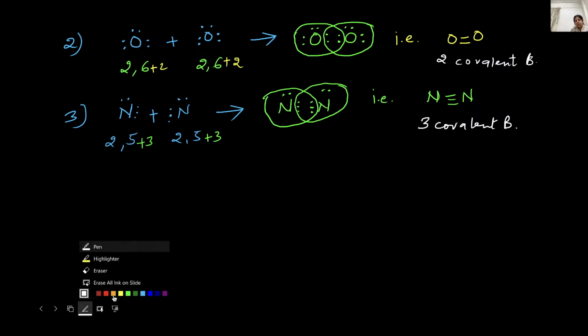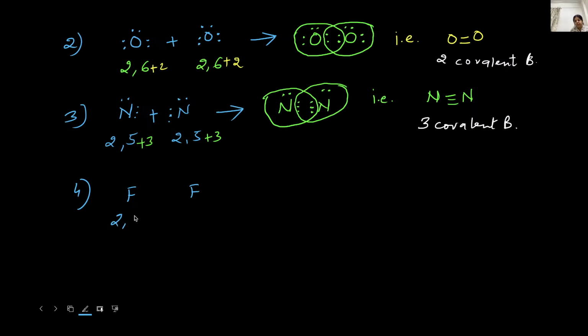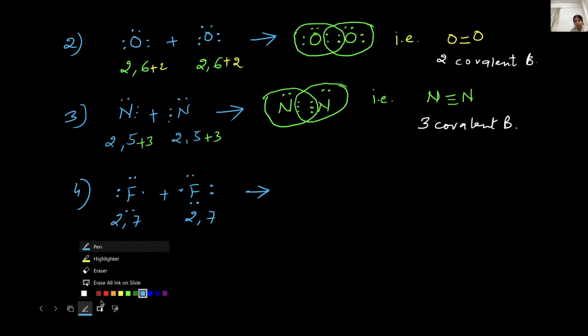Suppose we take one more example of fluorine. In case of the fluorine atom, students, the electronic configuration is 2, 7, and we will represent here the 7 electrons on the symbol of the fluorine atom when they are added up. Now how will the formation of the fluorine molecule take place?